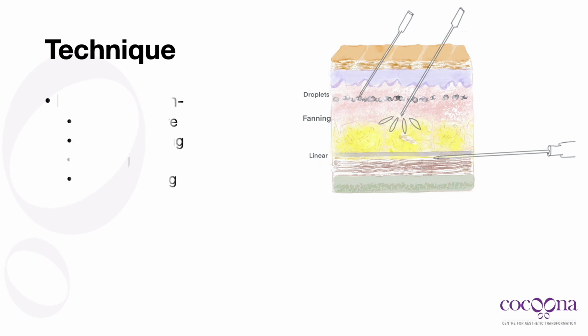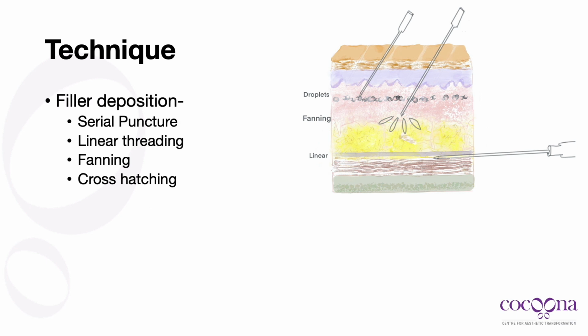Again, how do you deposit the filler? It could be serial puncture with the needle in the form of droplets. It could be linear threading either with the needle or with the cannula. So you insert the cannula or the needle, and then withdraw and keep injecting. This is often done in the deeper plane. Fanning technique is injecting along a radius of 180 degrees to uniformly inject in the plane, or it could be cross hatching, which is perpendicular to each other.